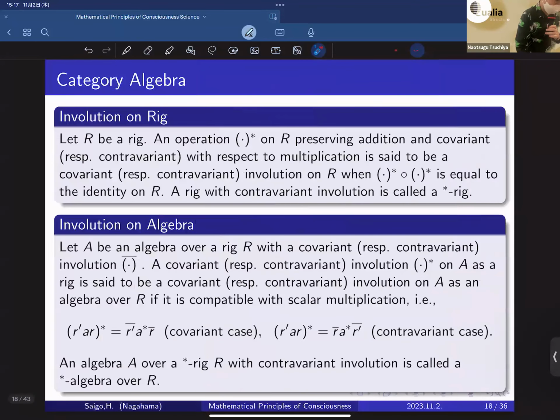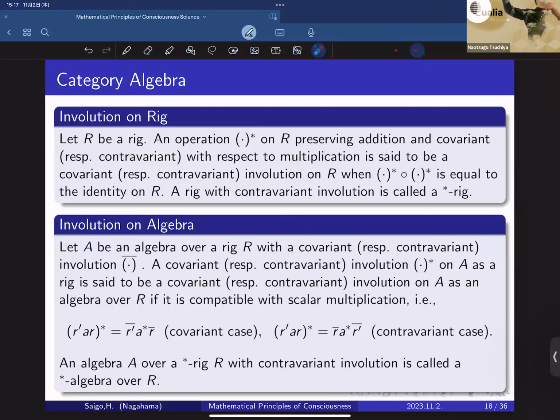And if the category has an involution, especially the so-called dagger category. A dagger category is a category having an involution which conserves the objects. Then it is called a dagger category, and dagger categories have many important examples. For example, as Okamura says, the networks and the graphs generate dagger categories, and also the manifolds.